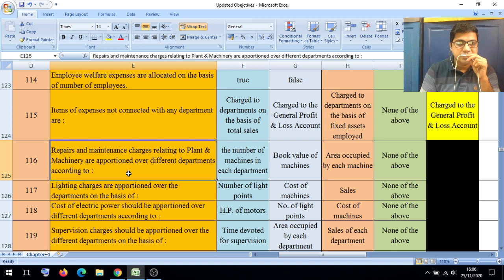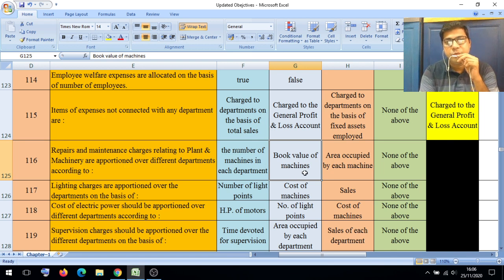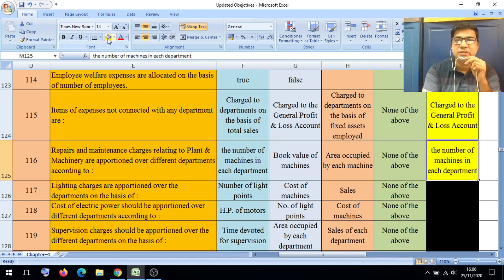Repairs and maintenance charges relating to plant and machinery are apportioned over the different departments according to option A, the number of machines in each department; option B, book value of machines; option C, area occupied by each machine; and none of the above. The answer is the number of machines in each department.